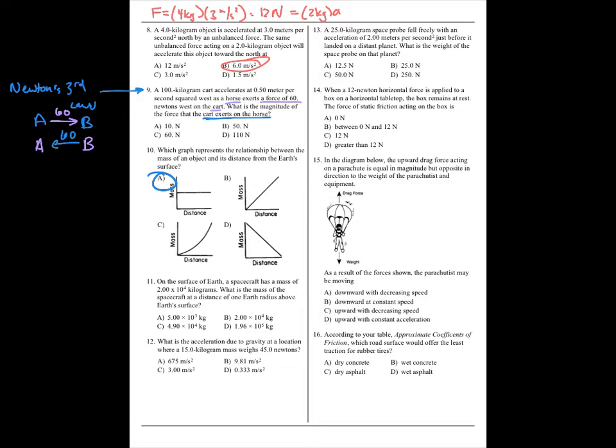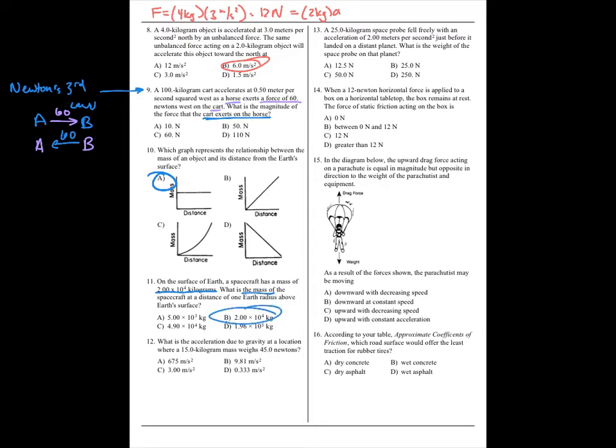Following that same idea, number 11, so it's saying you have a spacecraft that is 20,000 kilograms on Earth. Now, if you're 1 Earth radius above the Earth's surface, what is the mass? Should stay the same, still B.